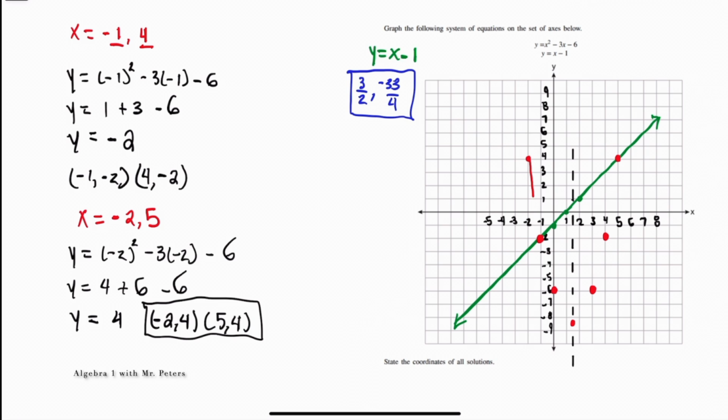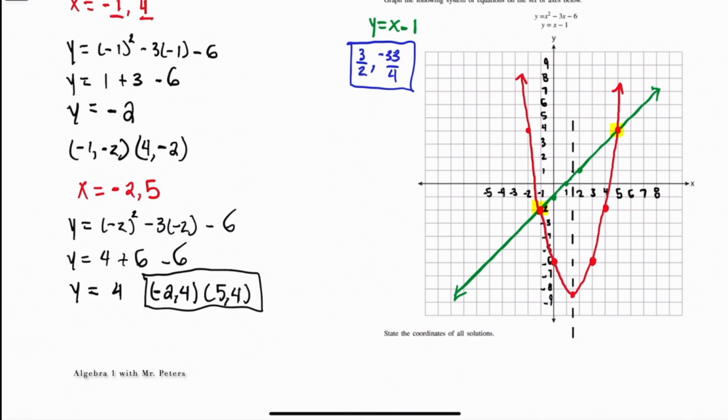And what we notice is that we have another point of intersection at 5, 4. So when I draw a line through my parabola, this is what the sketch should look like. And we're interested in these 2 points that you see me highlighting. So when they ask us to state the coordinates of all solutions, the answer would be -1, -2, and then 5, 4. So when it comes to solving quadratic and linear systems of equations, family, whether it's algebraically or graphically, this is how you would do it. And we're going to go on to our next example.